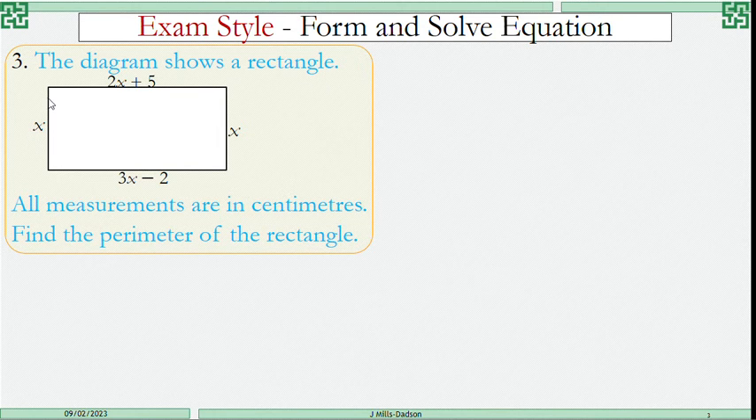So as you can see, x is equal to x. And therefore, this line must be equal to this line. So our first equation to form is 2x + 5 = 3x - 2. That's the first thing you need to understand, because opposite sides are equal.